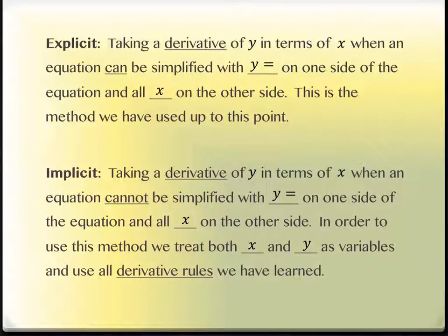So implicit differentiation means taking a derivative of y in terms of x when an equation cannot be simplified to y equals, or maybe it's just not so nice if we simplify it to y equals. That happens occasionally as well. In order to use this method, we have to treat both x and y as variables, and then use all the derivative methods that we have learned. So there's no new rules. There's just a way to apply them in a different situation. So jot those details down.